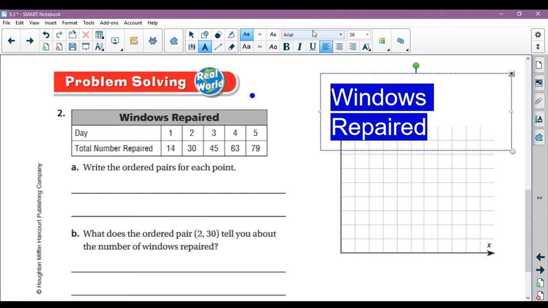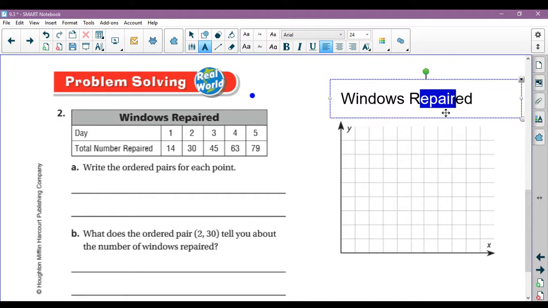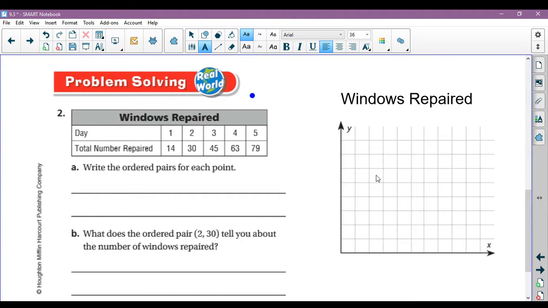And I'll make it smaller so it fits. Okay. So this is our windows repair. That's the title of our graph. And then it says we have the day and the total number that was repaired on each day.